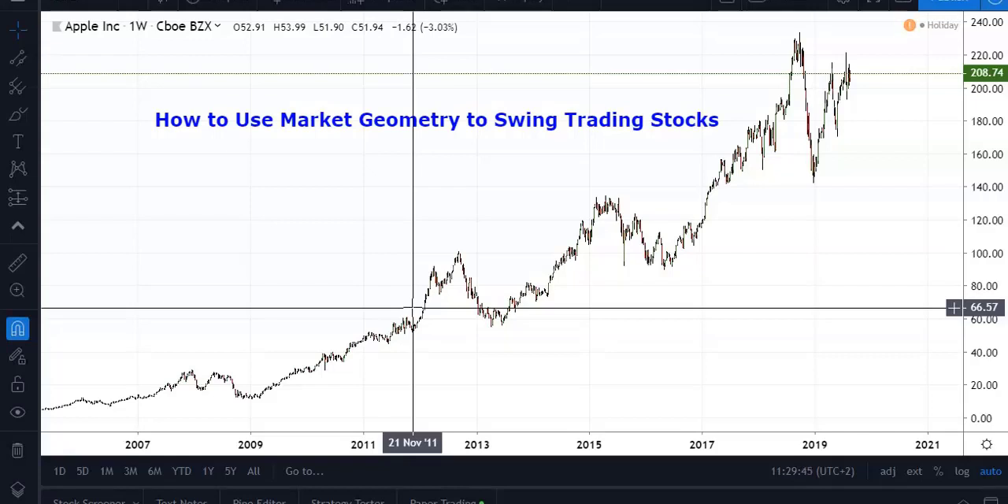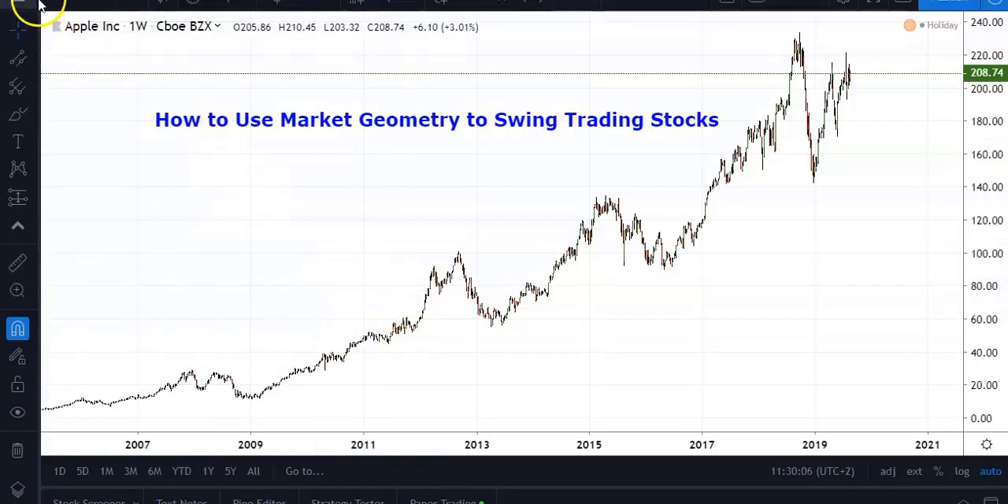Knowing where these lines or levels are can help a lot with target placement, or even knowing where to dynamically place your stops and even trail them. So today I will not be focusing on my actual strategy too much, but I hope that you will find some value in how market geometry can help you determine where good areas are to swing trade stocks and when to potentially take profit.